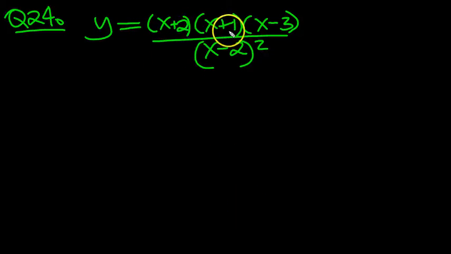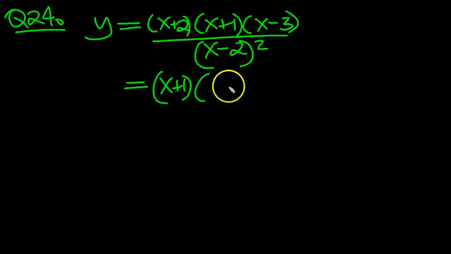y equals x plus 2 times x plus 1 times x minus 3 all over x minus 2 squared. So let's do the division first, because we'll need to do that to work out the asymptote. So let's expand the bracket. Which one's the easiest to do? Let's do x plus 1 here, leave it outside the bracket there. And then we'll do x plus 2 times x minus 3.